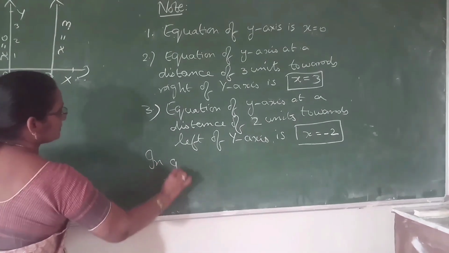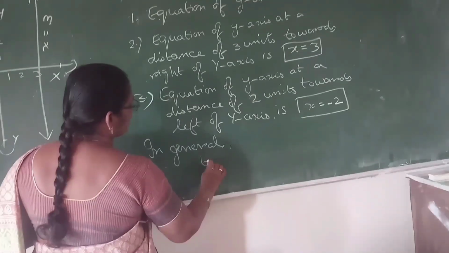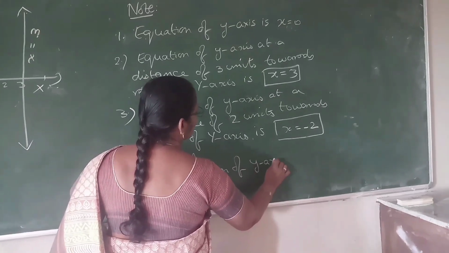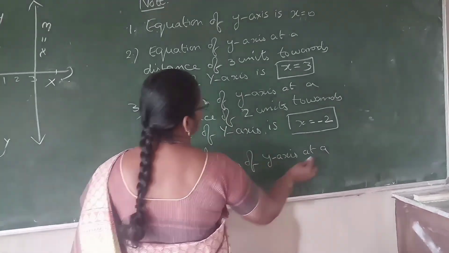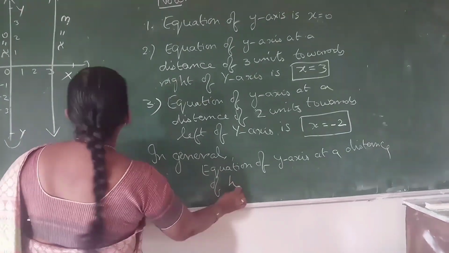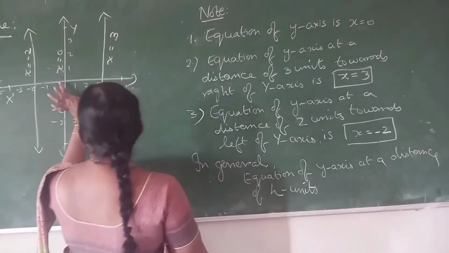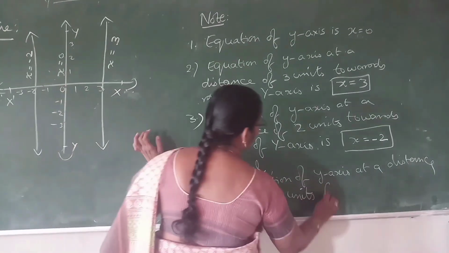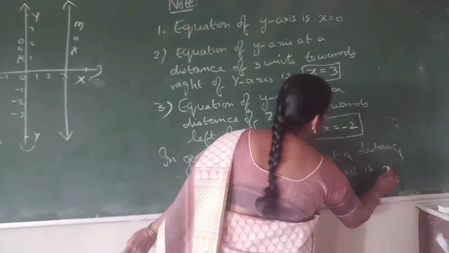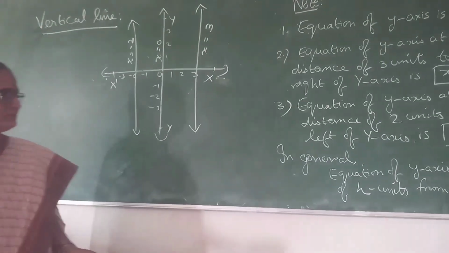So in general, what can we write? Equation of a line at a distance of h units from the y-axis is nothing but x is equal to h. See, this is the h units. Remember this point.